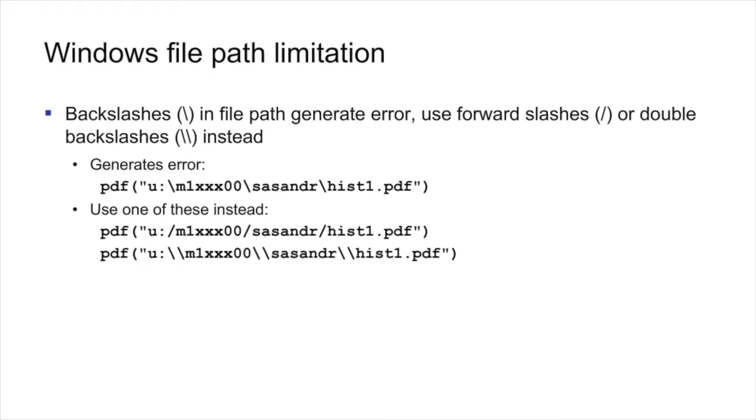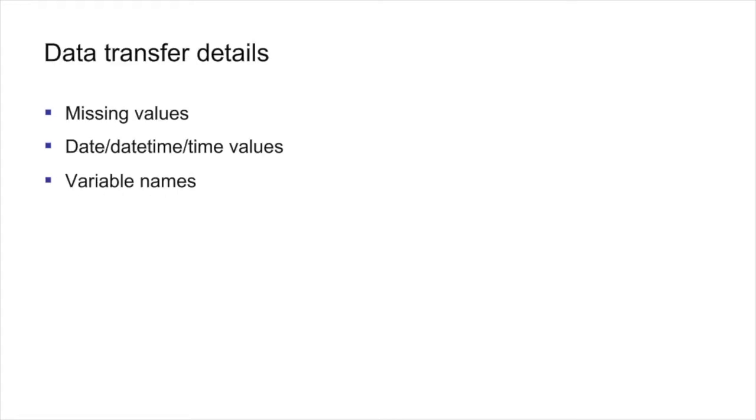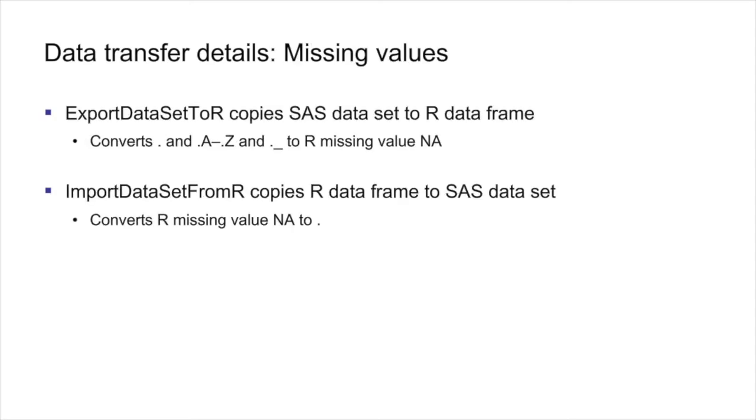Okay, a little bit about data transfer details: missing values, dates, times, and datetimes, and variable names. Okay, missing values. As you know, in SAS, there is the dot, and there's dot A to dot Z, and there's dot underscore, and all of those are converted to the R missing value NA. And then when we go from R to SAS, the R missing value NA is converted to dot in SAS.